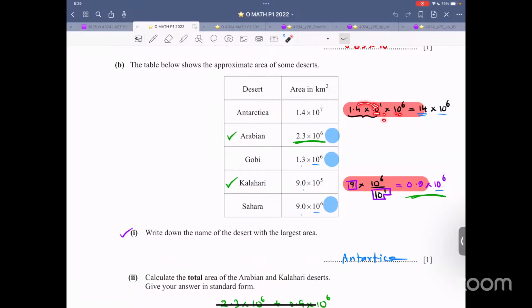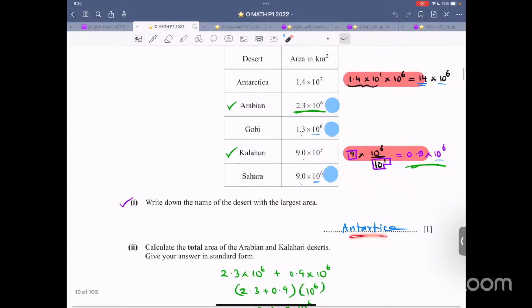This is 1.4 into 10, which is 14 into 10 power 6, because unless and until I do this, I cannot compare. And similarly, Kalahari, that is 9 into 10 power 6 over 10 power 1. So this is 10 power 6, divide. This is 0.9 into 10 power 6. And then you decide Antarctica is the largest desert. I never knew this information.